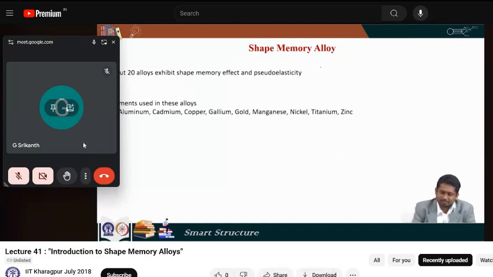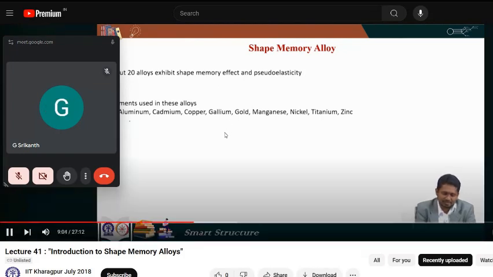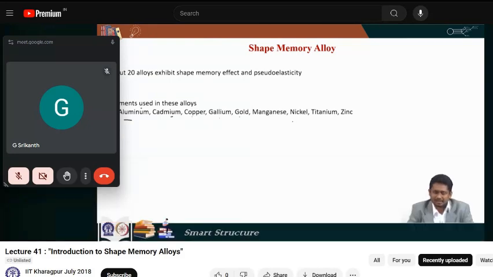Now, there are around 20 alloys that exhibit shape memory effect and pseudoelasticity, and these alloys generally have 2 or more of these materials as constituents: aluminum, cadmium, copper, gallium, gold, manganese, nickel, titanium, zinc.